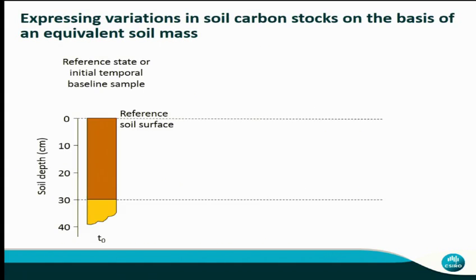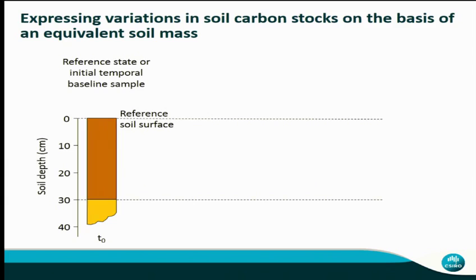One of the things that happens when we're measuring carbon through time is the management practice might induce a change in things like bulk density. And if you keep sampling to 30 centimeters all the time, you're going to introduce error. So people have come up with this idea of expressing the variations in carbon stocks on the basis of an equivalent mass. And I just want to run through that so that people that might not be familiar with it understand why we use equivalent mass.